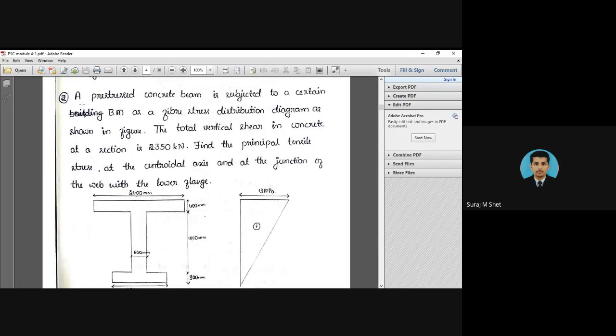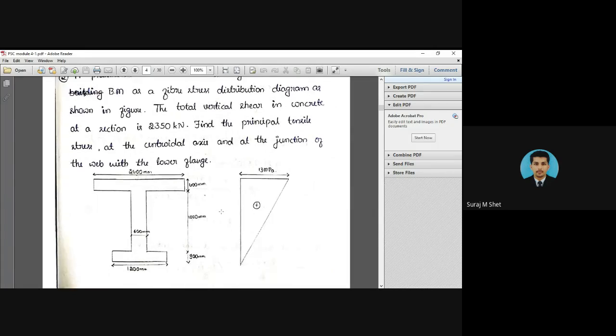Here, the pre-stressed concrete beam is subjected to a certain bending moment, with the fiber stress distribution diagram as shown in the figure. The total vertical shear in concrete at a section is 2350 kilonewton. Find the principal tensile stress at the centroidal axis and at the junction of the web with the lower flange. So this is the diagram they have already given in the question.